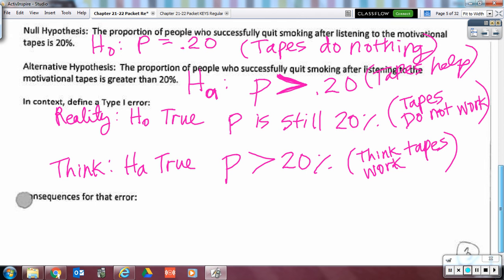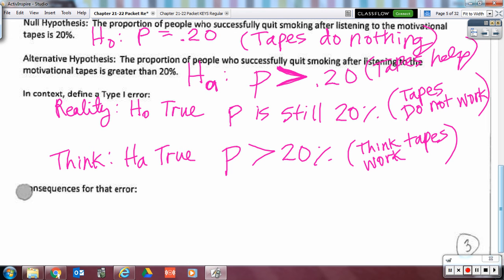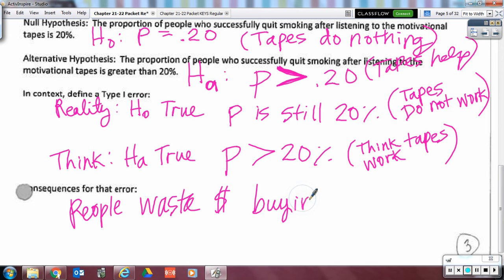What's the consequence of the tapes not working, but we get evidence to think they are? What's going to happen in the real world? The tapes don't work, but we think that they do. What if you go to the store? You think the tapes work, but they don't actually. What's going to happen? People waste money buying tapes that do not work.